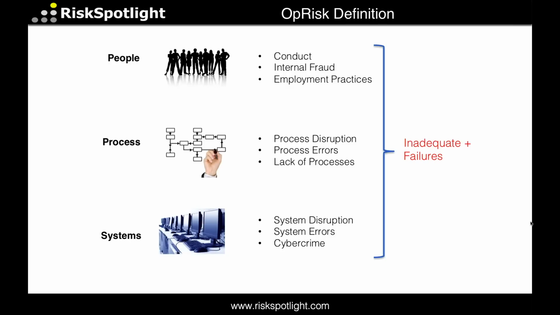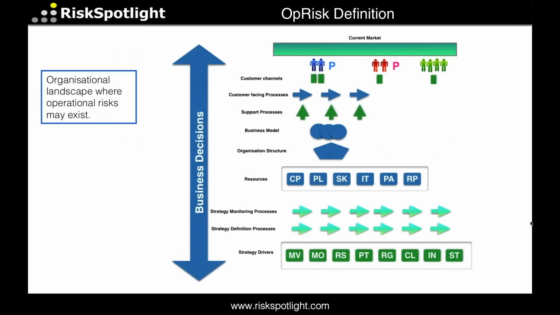From a people perspective, examples could be conduct risk, internal fraud, or employment practices, which cover things like employee discrimination and employee harassment type risks. From a process perspective, there could be disruption to your processes. There could be errors within your processes, or you may not have processes, so a lot of the processes may be ad hoc rather than structured. And from a system perspective, we could be looking at disruption to the systems. There may be errors within a system, where maybe we are calculating the mortgage interest rate incorrectly for some customers. And cybercrime is of course a big category of risks in the systems category.